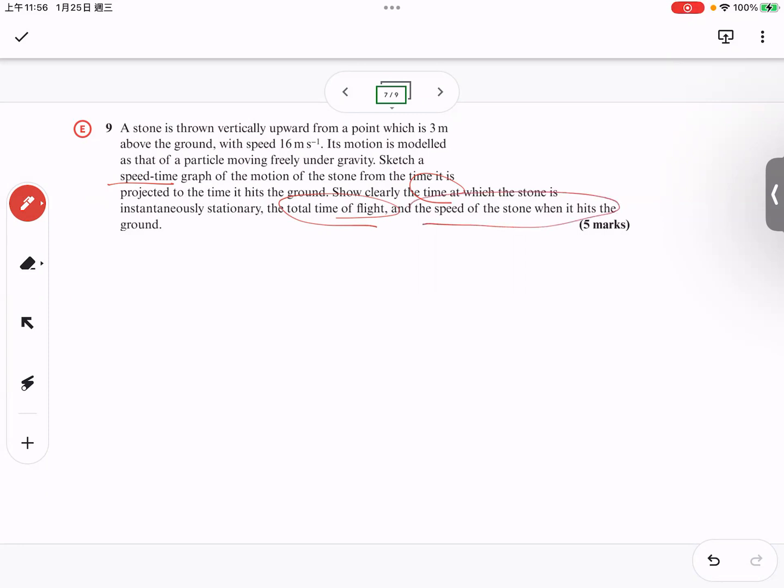So that means, first of all, you need to draw the diagram. And then you must point out what information we need to find before we draw this speed-time graph. Okay, now please think and also draw the diagram first, and I'll teach you how to do this question later.